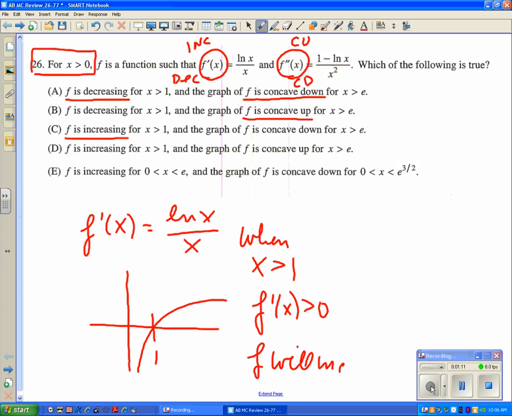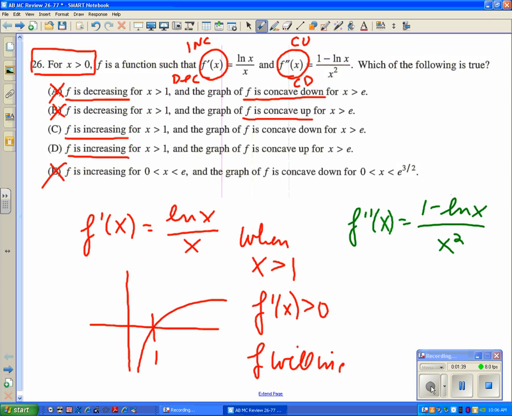And so I can look straight away here and say A and B can't be right. It's increasing when x is greater than 1, and this interval of increase is not correct in e. So it leaves us with C and D as our possibilities. All we need to do now is look at concavity, and that's the second derivative. And the second derivative here says we've got 1 minus the natural log of x over x squared.